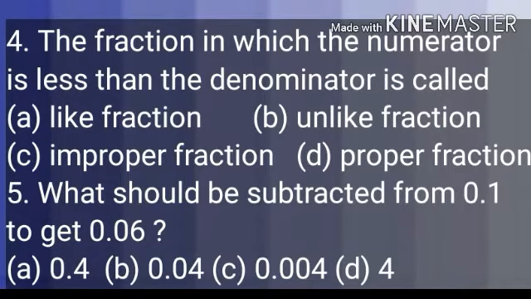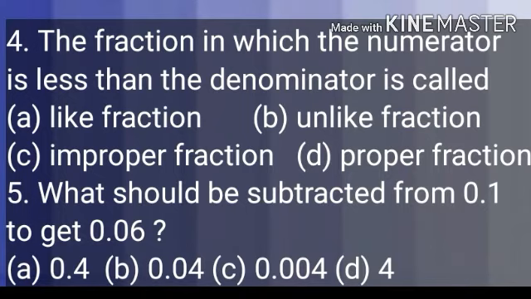Fourth, the fraction in which the numerator is less than the denominator is called A like fraction, B unlike fraction, C improper fraction, D proper fraction. Fifth, what should be subtracted from 0.1 to get 0.06? A 0.4, B 0.04, C 0.004, D 4.